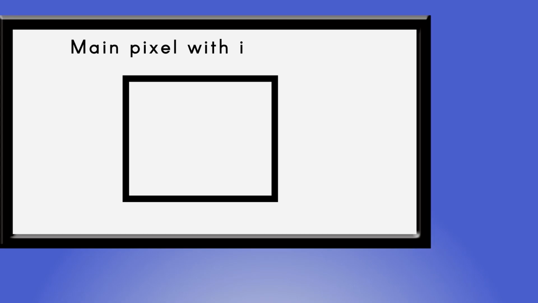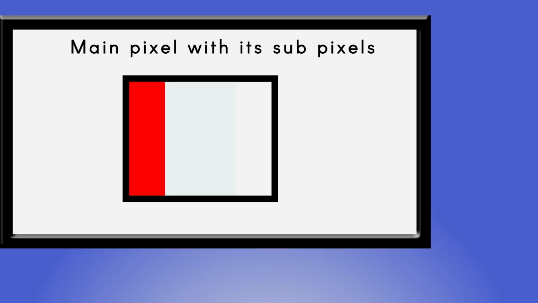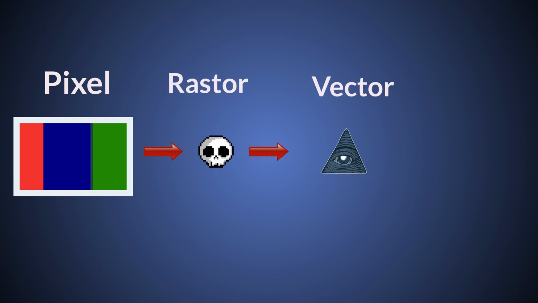The smallest element of graphics is the pixel, and there are subpixels in a pixel. Any picture, video, etc. In short, all graphics are made up of thousands and millions of pixels. What is the relationship between a pixel, vector, and raster? Let's find out what a vector and raster are.